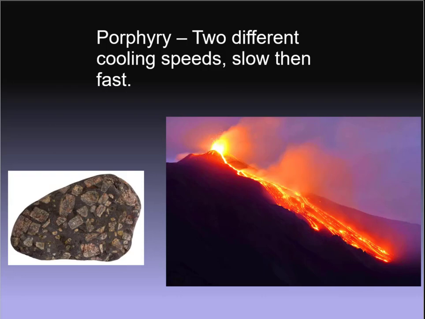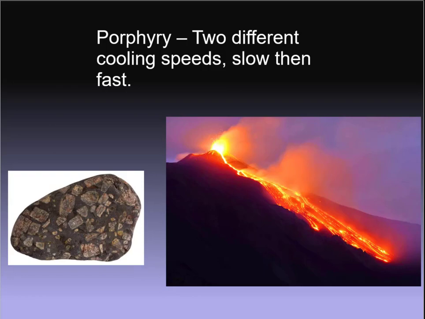And these rocks are called porphyries. There's a whole thing about figuring out what kind of porphyry it is. We're not going to worry about that. And so here you have two cooling speeds, right? You have an initial slower cooling speed followed by a later faster cooling speed.